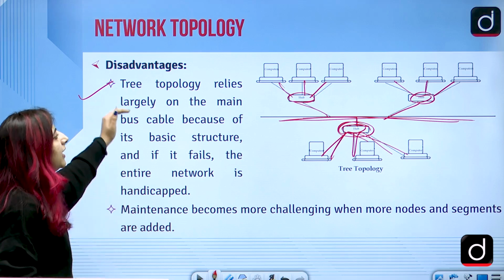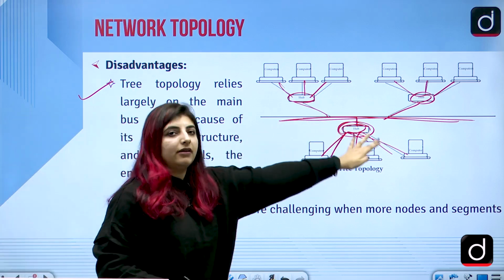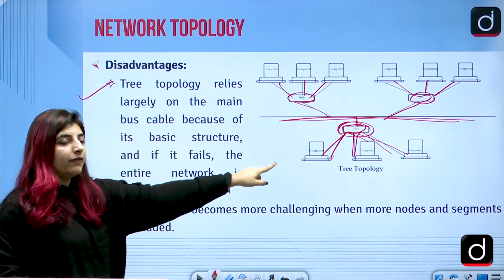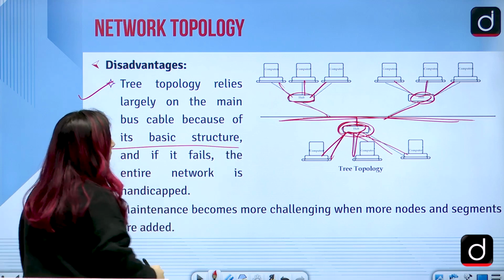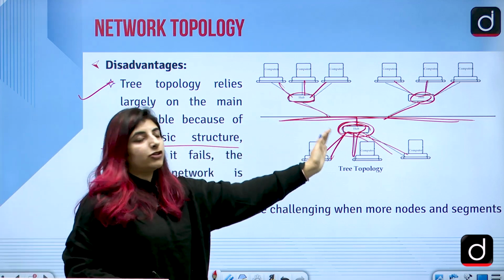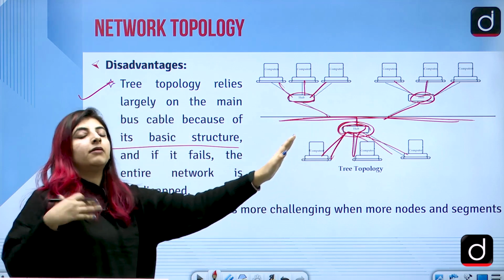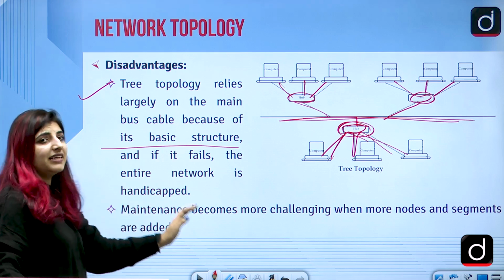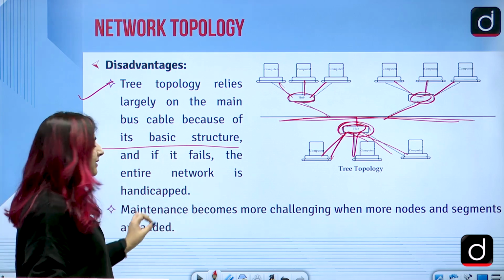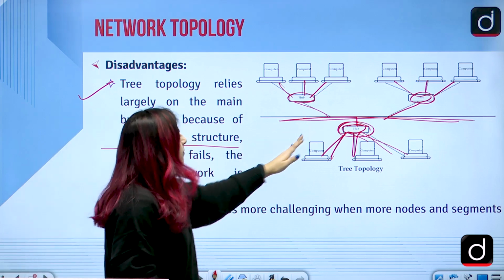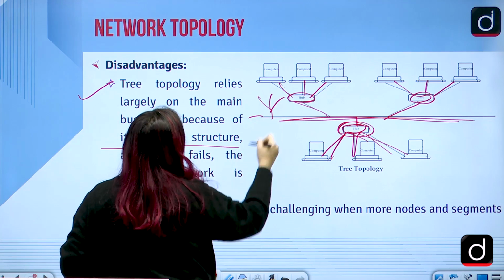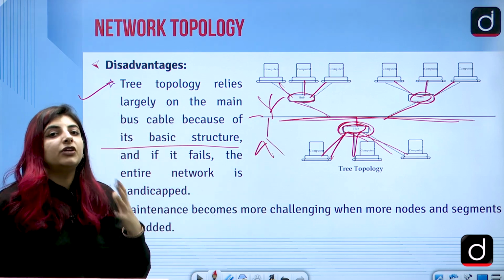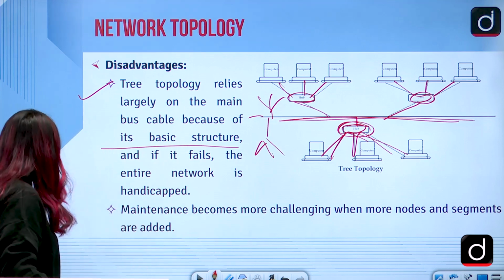Disadvantages are, it relies largely on the main bus cable, the bus topology cable that we were talking about. It depends largely on that because of its basic structure, and if this cabling fails, all the three hubs will fail, and the computers which are sub-segmented there will also stop working. Maintenance becomes more challenging when more nodes and segments are added, because a person will keep on adding more computers here with hubs, more computers here with hubs. So maintenance is something which one can lack at times.